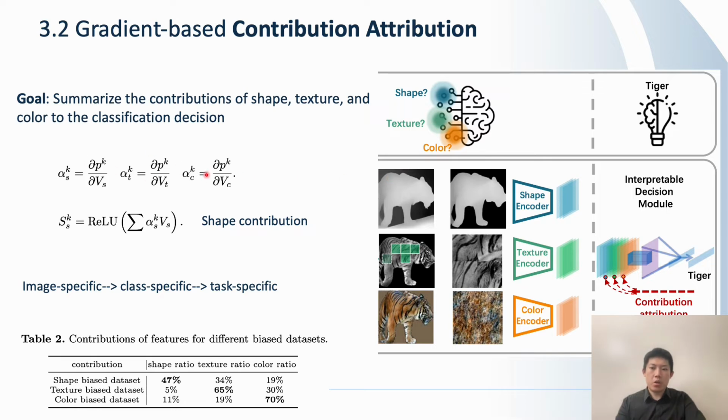To summarize the contribution, we propose a gradient-based contribution attribution. Basically, we compute the contribution of each feature to the final decision. To obtain the class-specific contribution, we just compute the average of all images belonging to this class. Similarly, we can get the task-specific contribution by aggregating all classes in the dataset. This is the contribution of shape, texture, and color on different bias datasets. We can say in the shape bias dataset, shape contributes most. Similarly, texture contributes most in the texture bias dataset, and color contributes most in the color bias dataset.